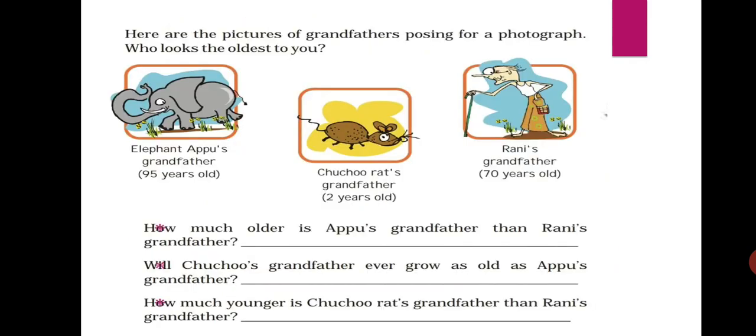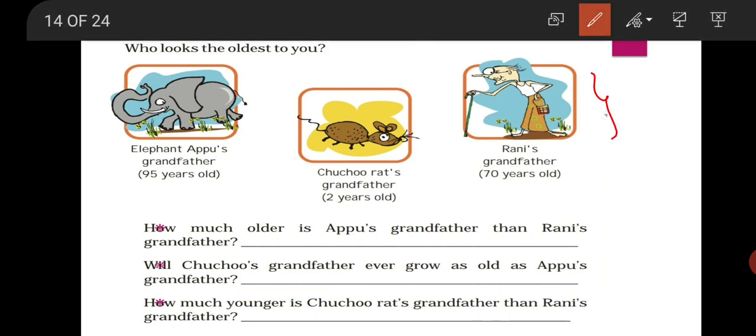Now come. Here are the pictures of grandfathers posing for a photograph. Who looks the oldest to you? Now, if I observe the picture, then that person looks the oldest. Now, read. This is Elephant Appu's grandfather and he is 95 years old. This is Chuchu Rat's grandfather and he is 2 years old. How funny! This rat becomes a grandfather at only 2 years.